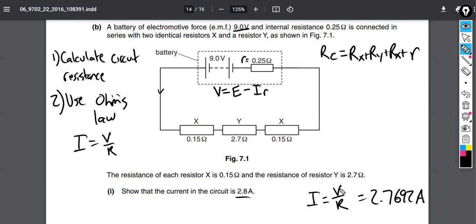So that's how you show it, right? Plug in the 9 volts. Now we've already dealt with the fact that there's internal resistance, right? We added it in to our circuit resistance over here. What did you get for the denominator here? Right, everybody should have calculated that to be 3.25 ohms, right? So the 0.15 plus 2.7 plus another 0.15. So there's 3 ohms of external resistance plus our 0.25 internal resistor, right? So you just sum the resistors in a series circuit.